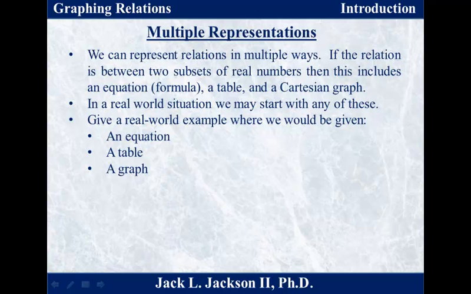So we can represent relations in many, many different ways, as we have already seen in some of our earlier videos. And if the relation is between two subsets of real numbers, so real numbers to real numbers, then these are ordered pairs that we can graph in a Cartesian plane. So there's always an equation, or sometimes I'll call it a formula, same thing, a table of ordered pairs, and a graph. All three of these things will exist, perhaps, and we should be able to go back and forth among the three.